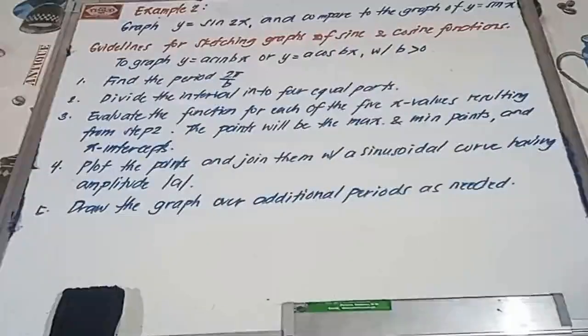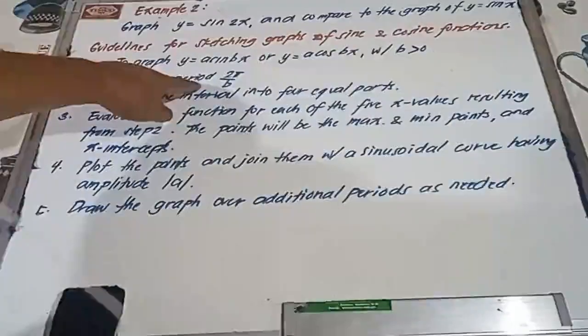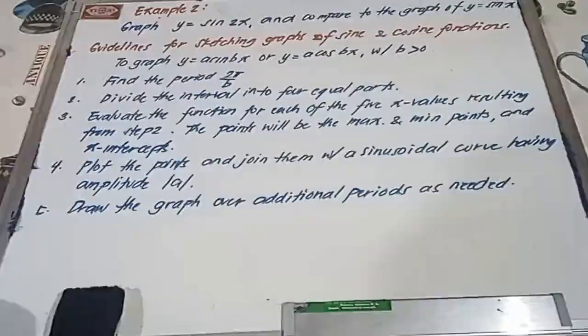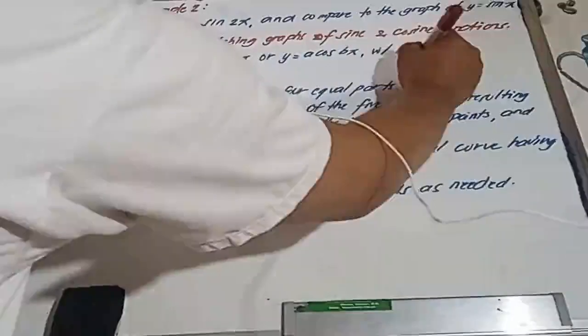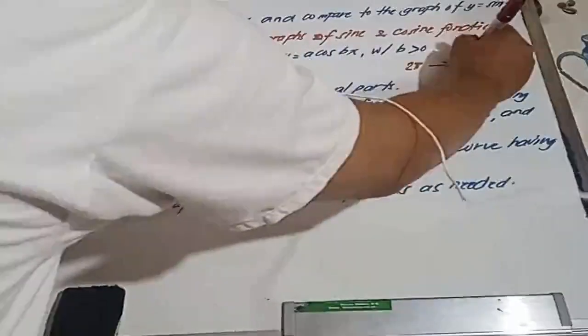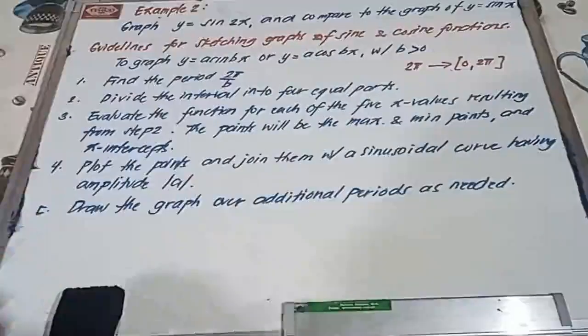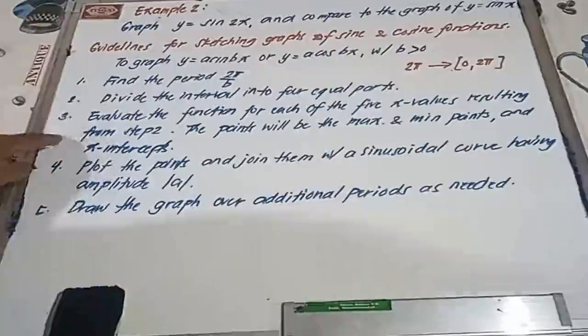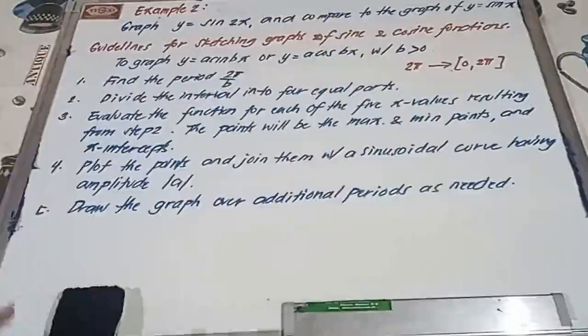Ibig sabihin, from 0 to the period, hahatiin natin yung interval na yon. Halimbawa, ang period mo ay 2 pi. So, ang interval mo from 0 to 2 pi. So, hahatiin mo yon into 4 equal parts. Then, number 3, evaluate the function for each of the 5 x values resulting from step 2. So, right after na-divide natin, magkakameron tayo ng 5 x values. So, i-evaluate natin doon yung function. The points will be the max and min points and x-intercepts.